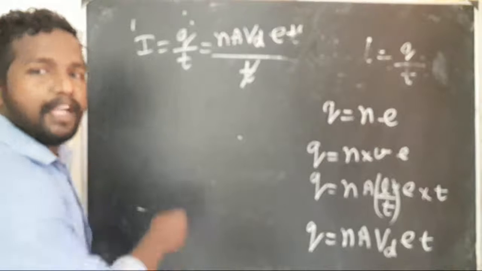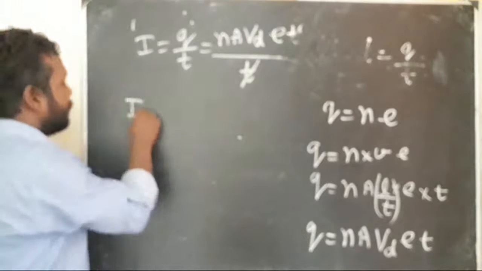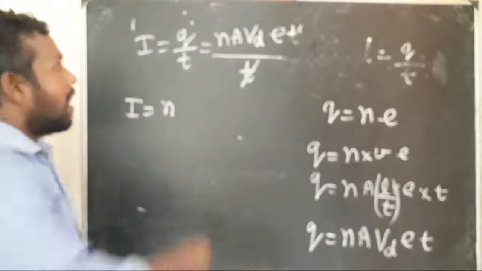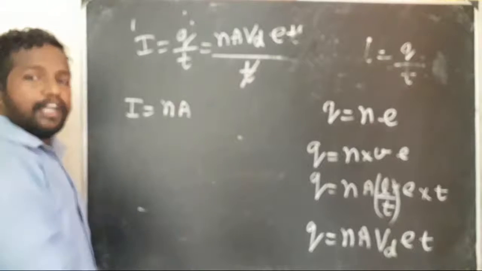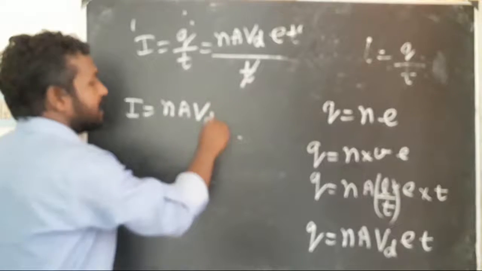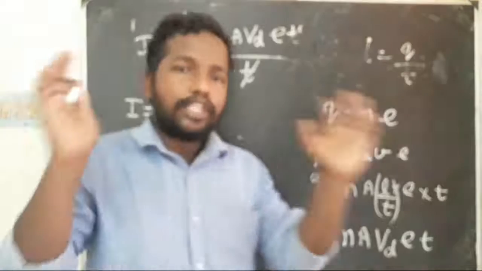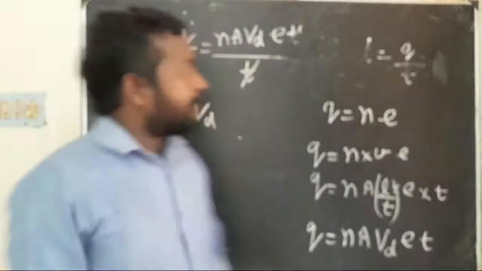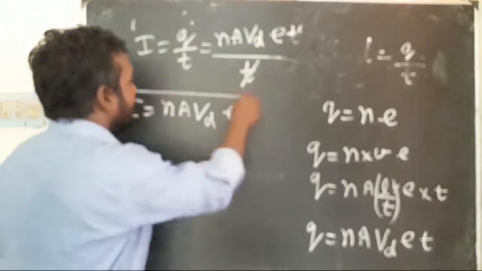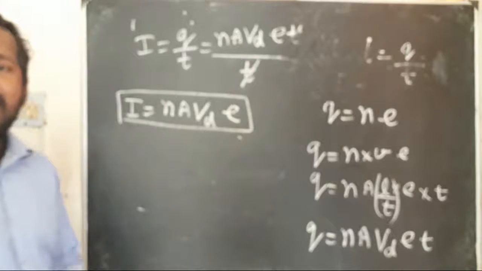Now current is equal to N A Vd E, where N is the number of electrons present per unit volume, A is the area of cross section of the conductor, L is the length of the conductor, Vd is the drift velocity, the average velocity between two successive collisions, and E is the charge of the electron. This is what we get as the relation between current and drift velocity.